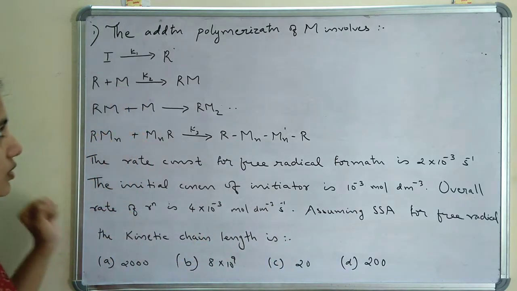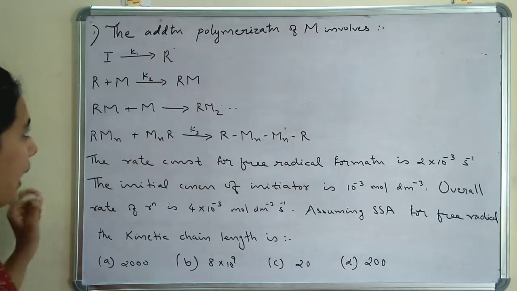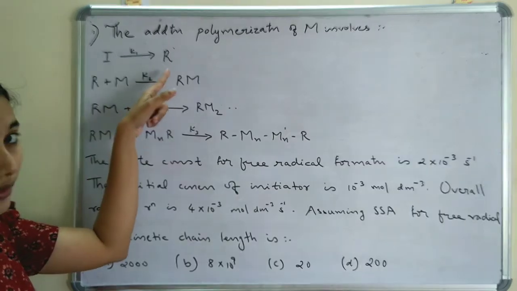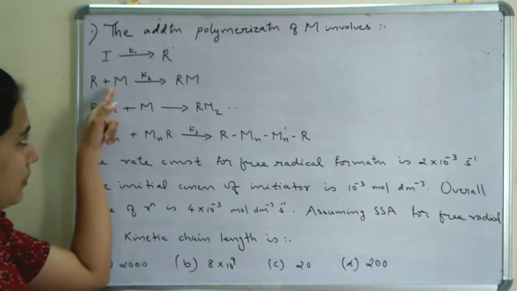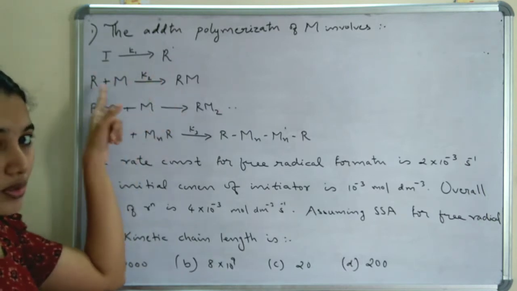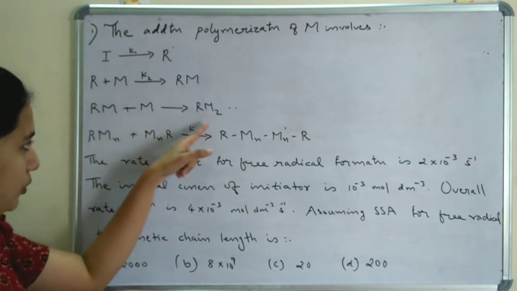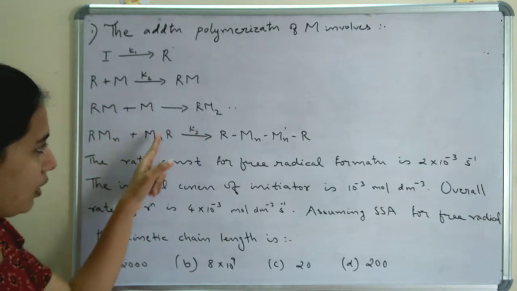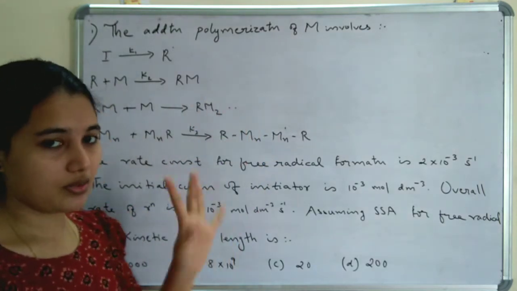So first question is the addition polymerization of M involves I to K, R, where the rate constant is K1, and the second step R plus M gives RM, the rate constant is K2, and then propagation RM plus M gives RM2. RMn plus Mn gives RMnMn dash R. So this is addition polymerization reaction.